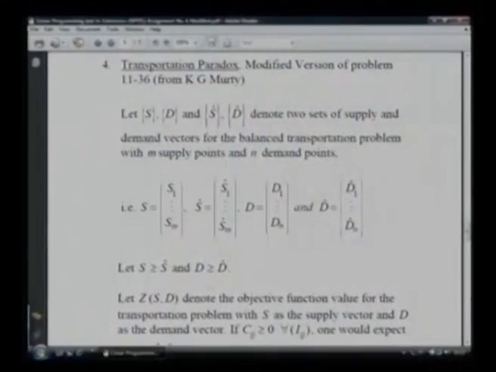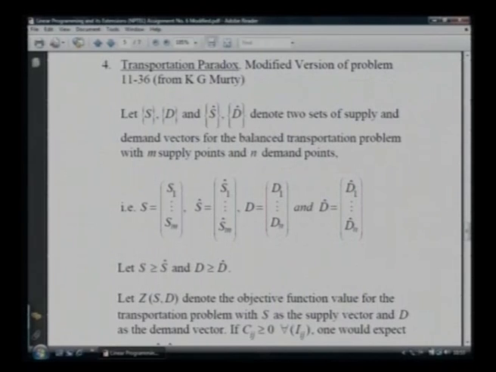Yeah, 4, I have just taken this transportation paradox again from K.G. Murthy's book. It is a modified version. I have modified the problem. So, essentially what I am telling you is that S and D is one set of supply and demand, S hat and D hat is another set of supply and demand for a transportation problem, and S is greater than or equal to S hat and D is greater than or equal to D hat. Since these are all vectors, that means component wise each Si is greater than Si hat and each Dj is greater than Dj hat, right.